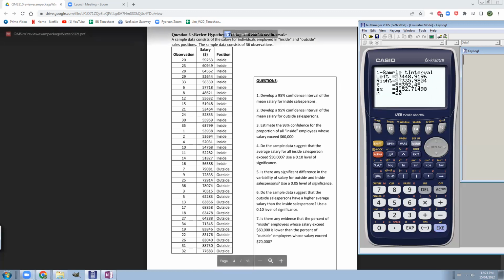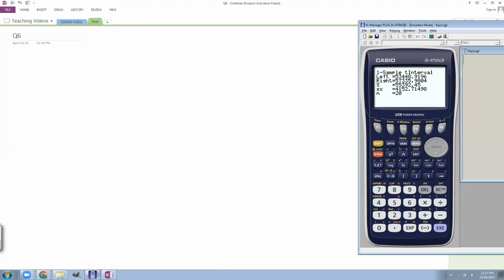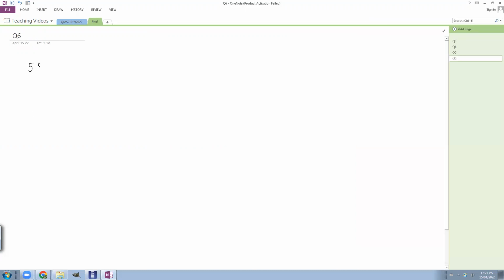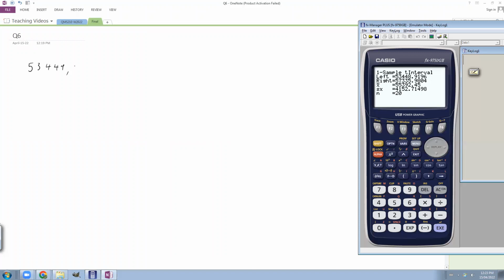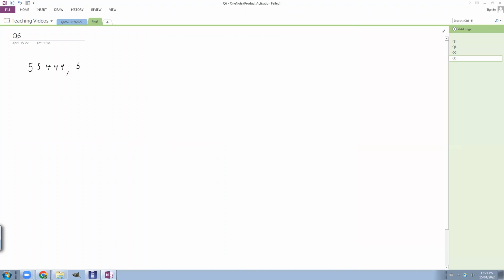And so we get our confidence interval, which we can make a little note of here: from $53,449, if we're rounding to the nearest dollar, up to $57,336. And that's part 1. That's for inside.